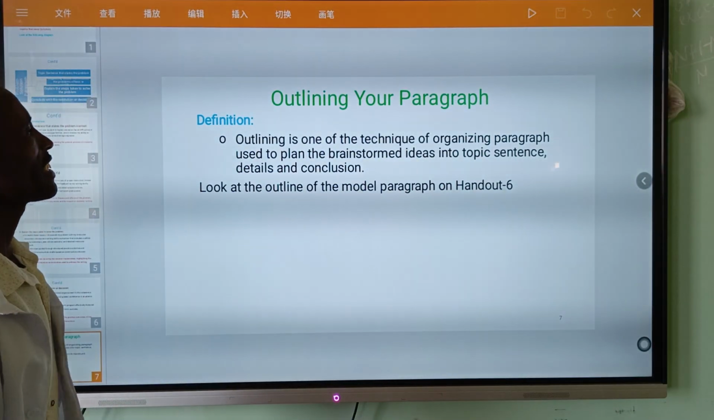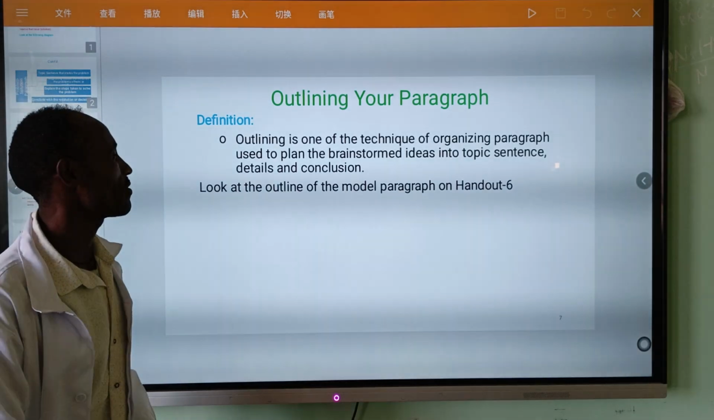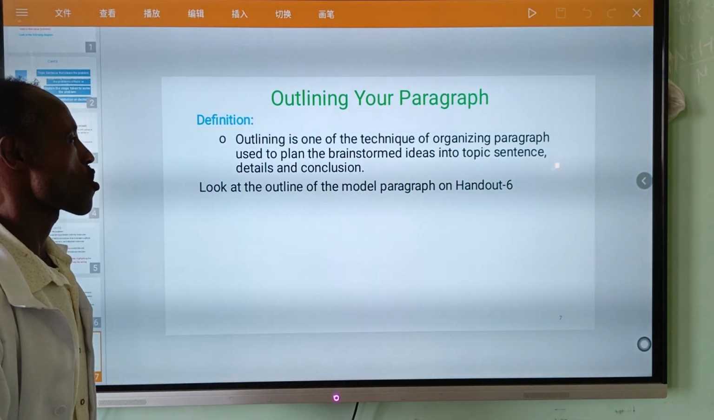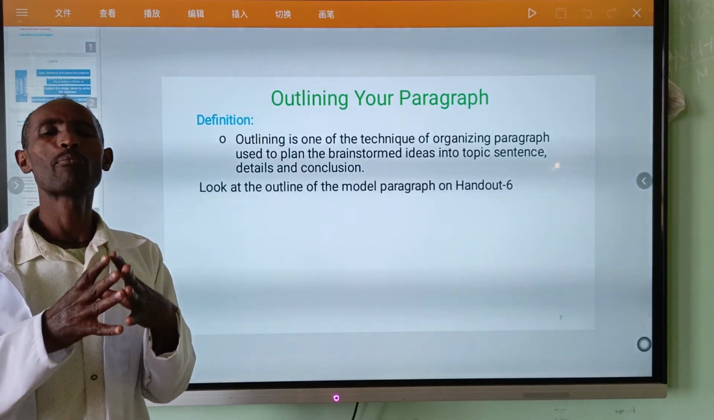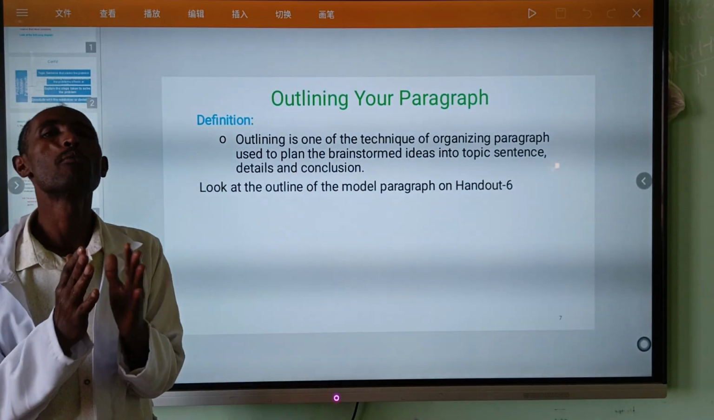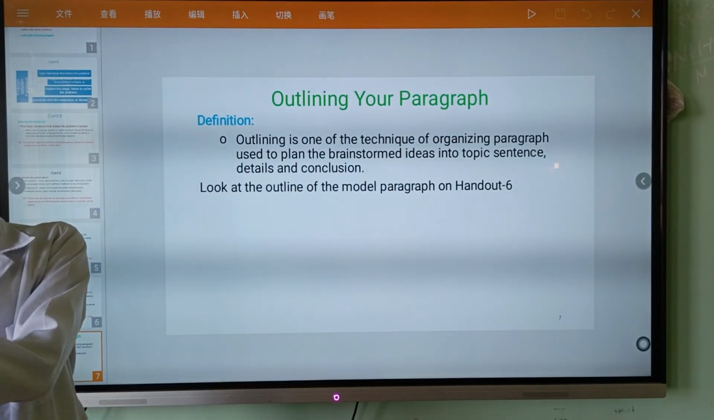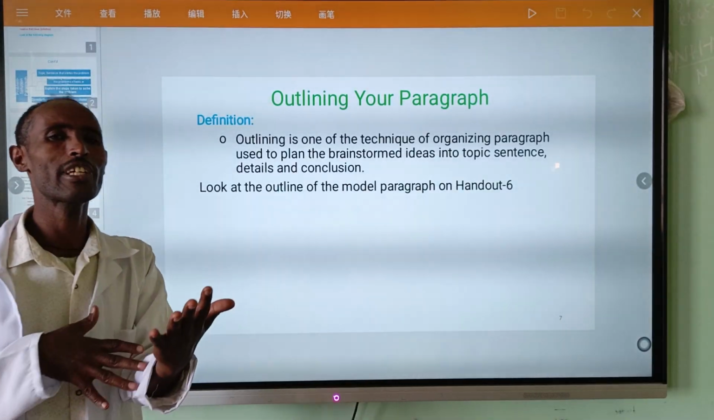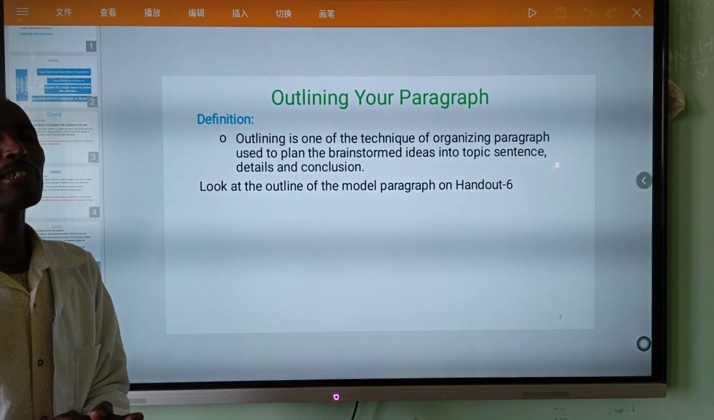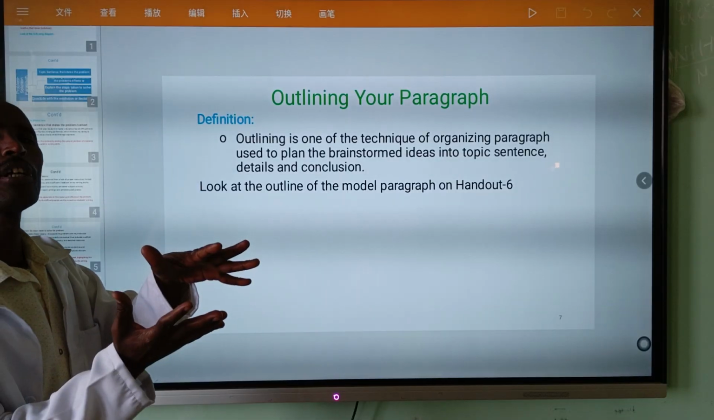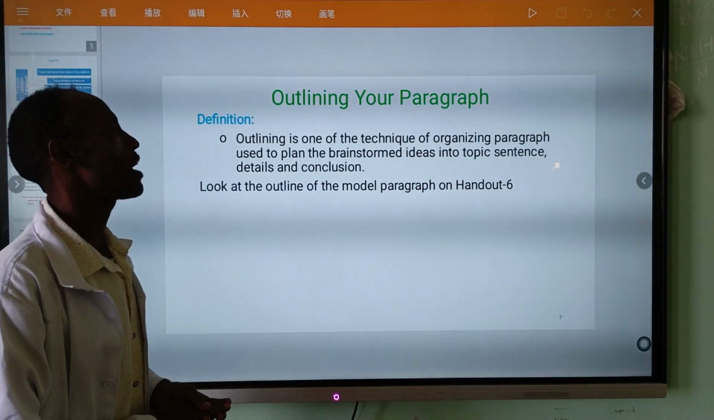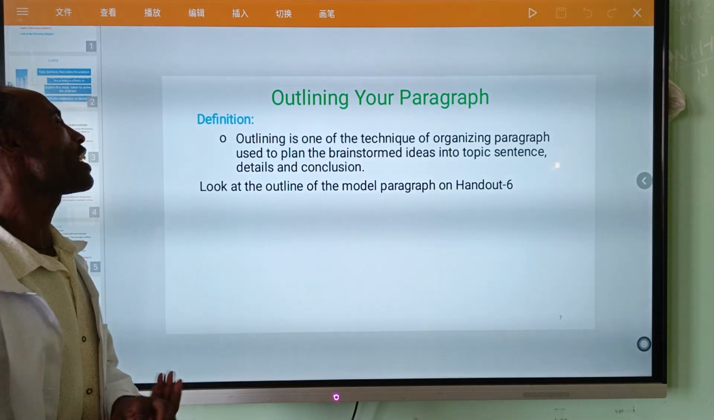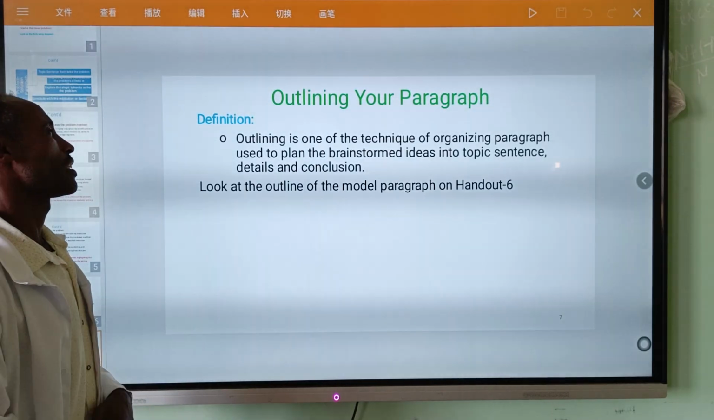The next lesson is outlining your paragraph. Now we have seen the elements of a problem and solution paragraph. We have seen the four elements. Using the four elements, we can build a problem solution paragraph. How can we outline our paragraph?